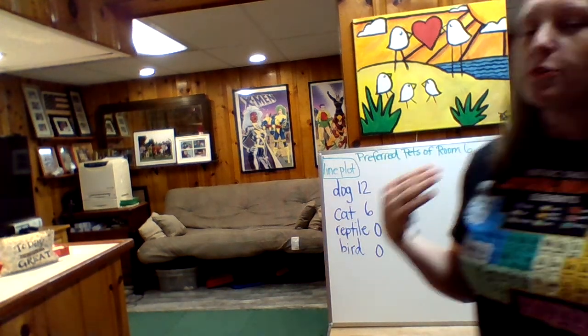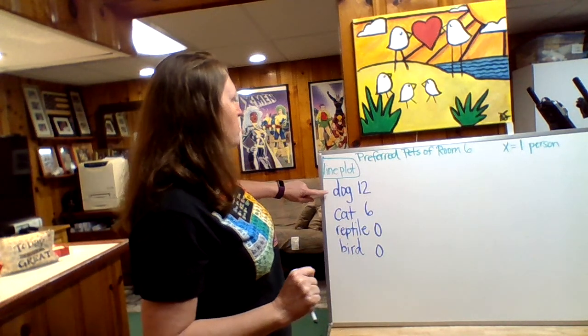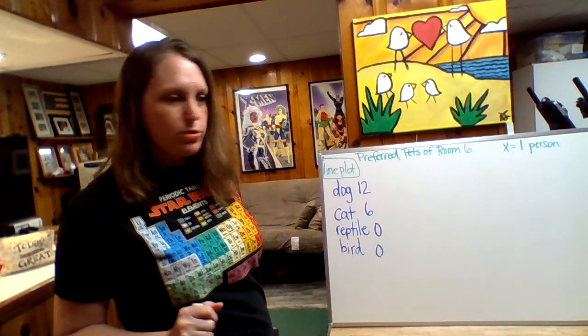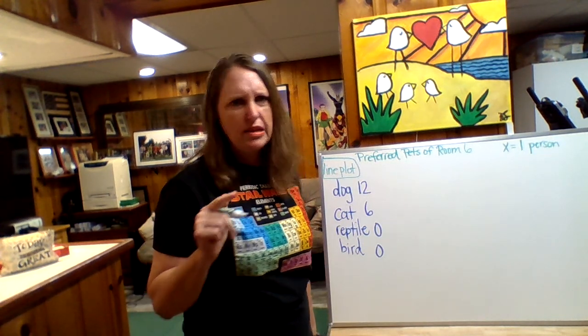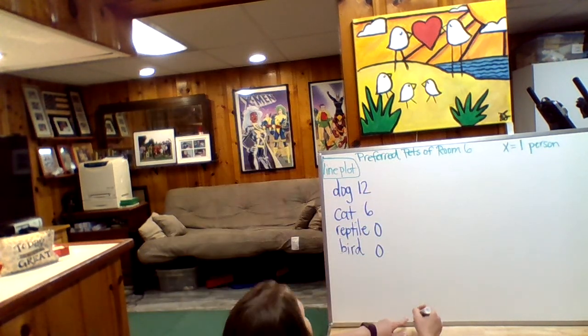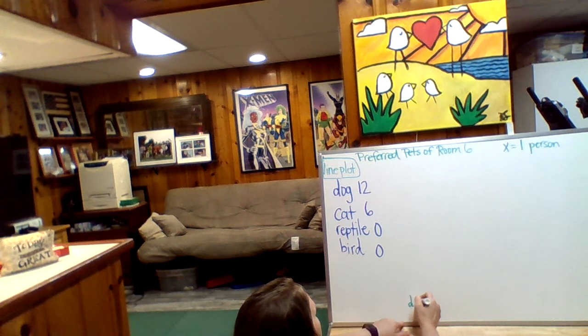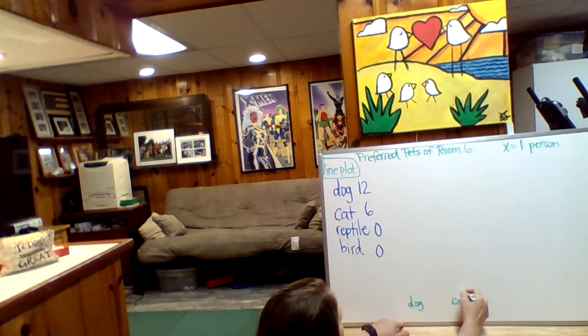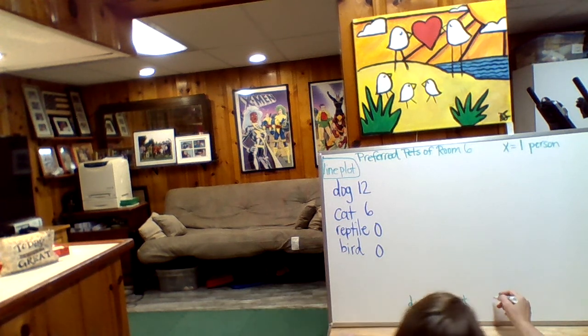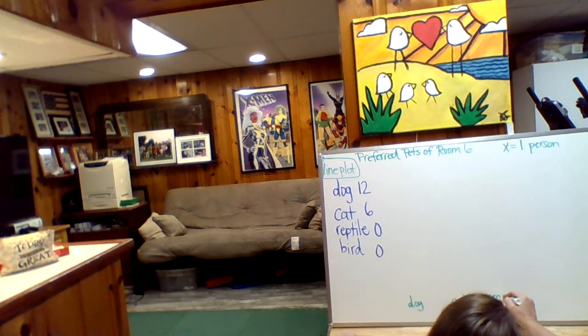And graphs have labels. So does a line plot. Our labels are going to be what those survey choices were. So I'm going to have to go kind of low now because I'm going to need a lot of space. Dog, cat, reptile, and bird.